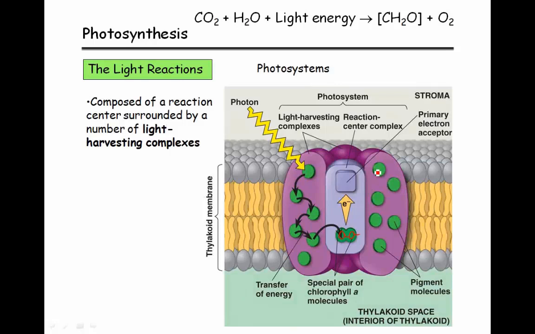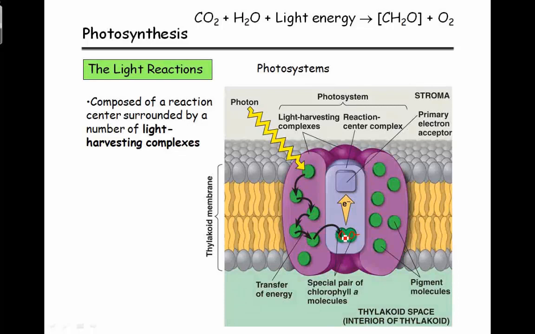Now what will happen is that light will come in and hopefully it will strike one of these surrounding pigments. A lot of times those surrounding pigments are called antenna pigments because they do act like little antennas. They're going to collect the light energy, and when they do collect it, they will transfer that energy. So the black arrows that we're seeing in this diagram are representing the transfer of that energy from one molecule to the next and so on. And eventually that will get transferred to the chlorophyll A pair.